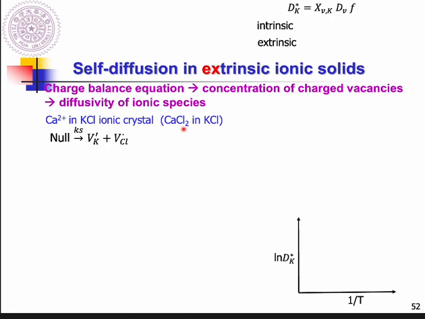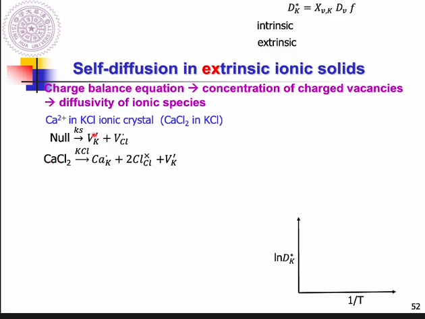So the easy way here: we add calcium chloride into potassium chloride. I will write down that this is a dopant, doped into potassium chloride. Under these situations, the calcium ions will occupy the vacancy at the potassium site. But this is two positive charges and this is just one negative charge.